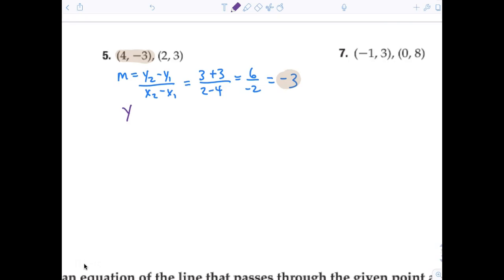Wow. Jess, help me. What is it? So it's going to be y minus, and then -3, which makes plus 3, y plus 3 equals -3 and then parentheses x minus 4. Beautiful. That is the answer.